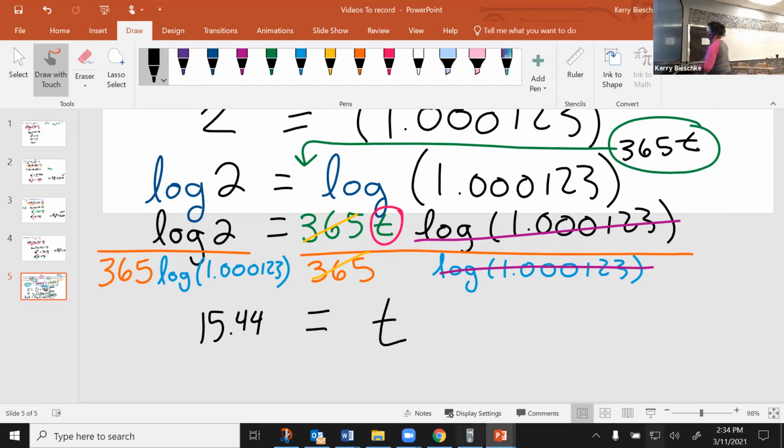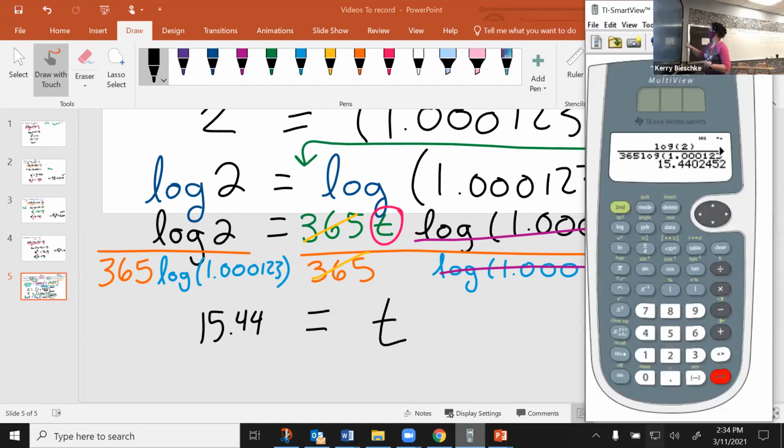If you don't have one of these fancy calculators, just do it in little pieces. So log of 2 divided by, I know this hit parentheses, 365 times log, and put this thing in, 1.000123. And so it's all there. It's just in a really long format. We should still get the same answer. Yeah. Okay, so that's how we do those kind of weird, interesting problems. Hope that helped.